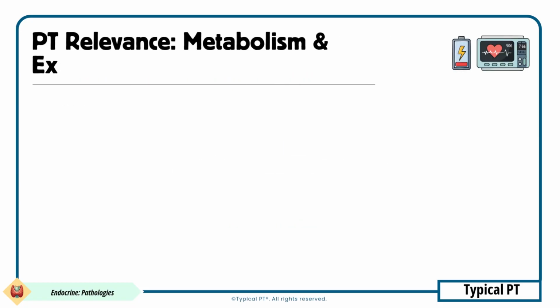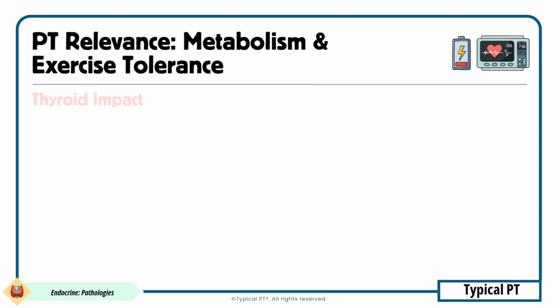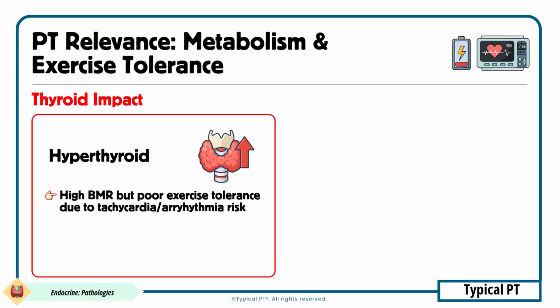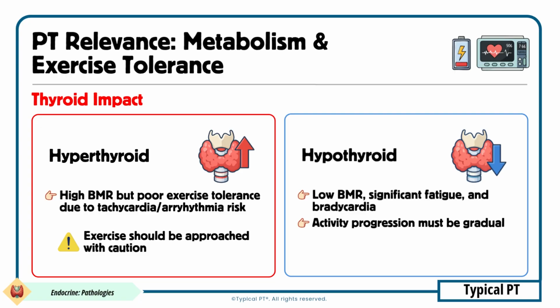Now that we have covered metabolic disorders, we can look at how these conditions affect exercise and rehabilitation. They can alter the metabolism, heart rate, and stress tolerance, which all influence how patients respond to activity. Thyroid disorders strongly affect exercise capacity. In hyperthyroidism, resting metabolic rate and heart rate are elevated, increasing the risk of tachycardia and arrhythmias during activity. Exercise should be approached with caution. In hypothyroidism, metabolism is reduced, leading to fatigue and bradycardia, so progression should be slow and gradual.